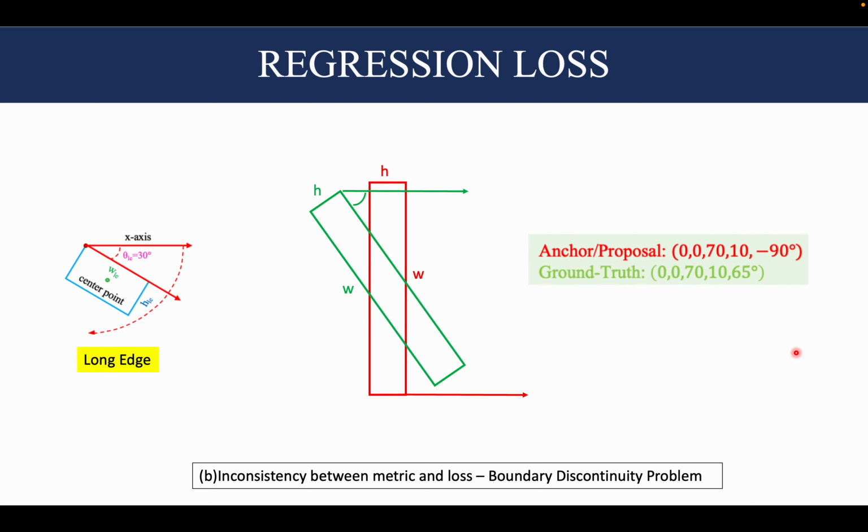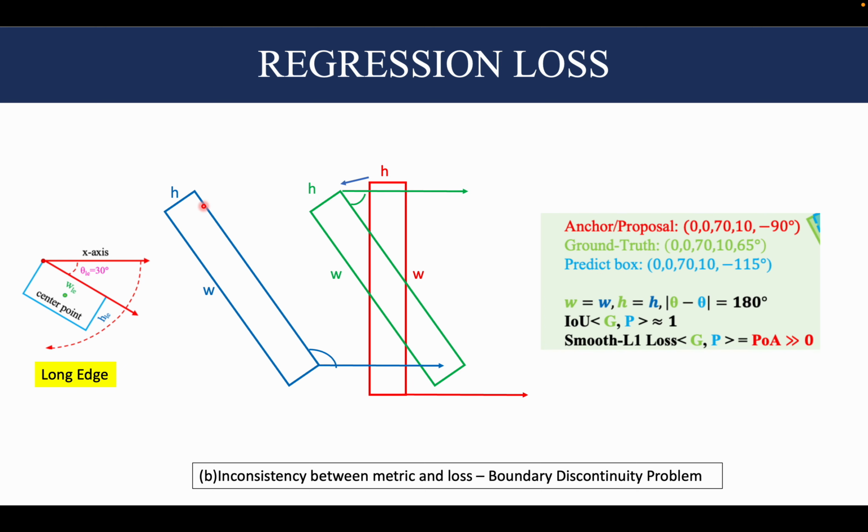When we look at the same case for the long edge definition, the anchor's width would be defined by the longer edge, the height by this edge, and the angle would say be minus 90 degrees. For the ground truth case, the width would be the longer edge, the height would be this edge, and the angle would say be plus 65 degrees. Again, the intuitive solution for the regression would be an anticlockwise rotation of the anchor. When this takes place, the prediction would be this blue box. Now if we consider the prediction and the ground truth, we find that the height and the width are the same.